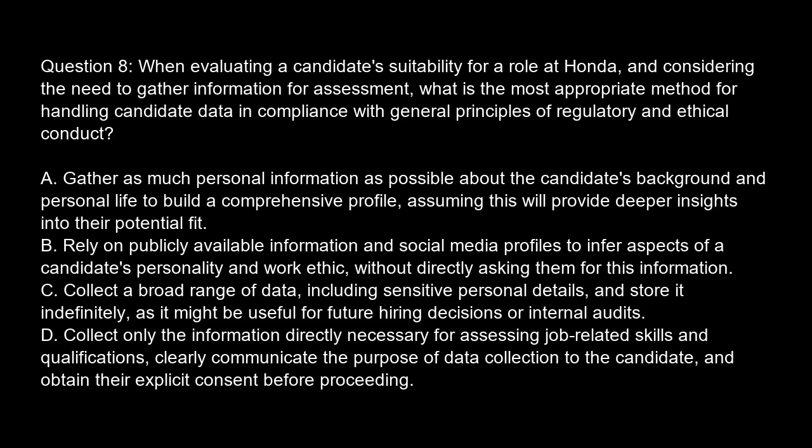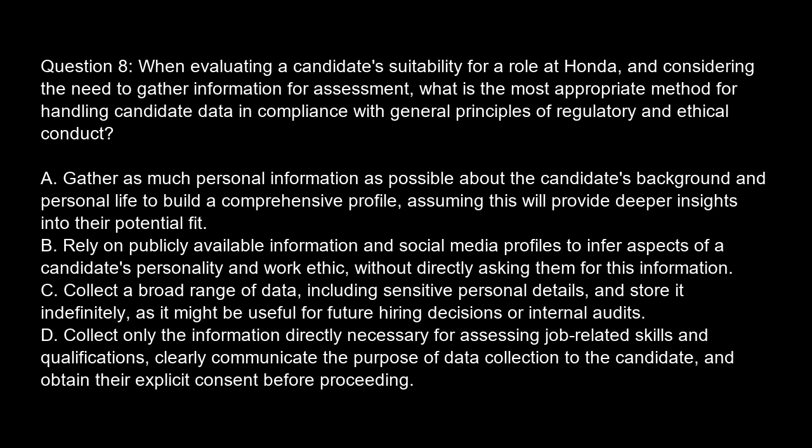Question 8. When evaluating a candidate's suitability for a role at Honda and considering the need to gather information for assessment, what is the most appropriate method for handling candidate data in compliance with general principles of regulatory and ethical conduct? Option A. Gather as much personal information as possible about the candidate's background and personal life to build a comprehensive profile, assuming this will provide deeper insights into their potential fit. Option B. Rely on publicly available information and social media profiles to infer aspects of a candidate's personality and work ethic, without directly asking them for this information.